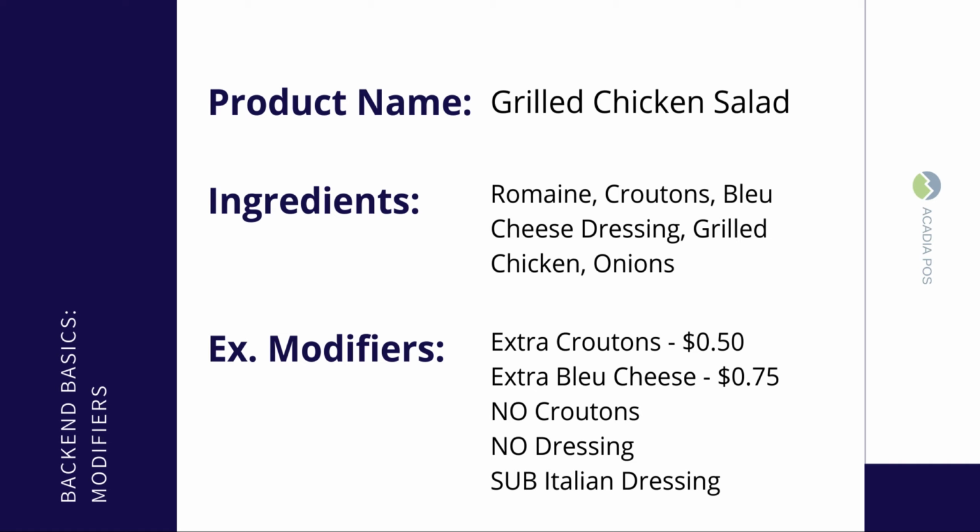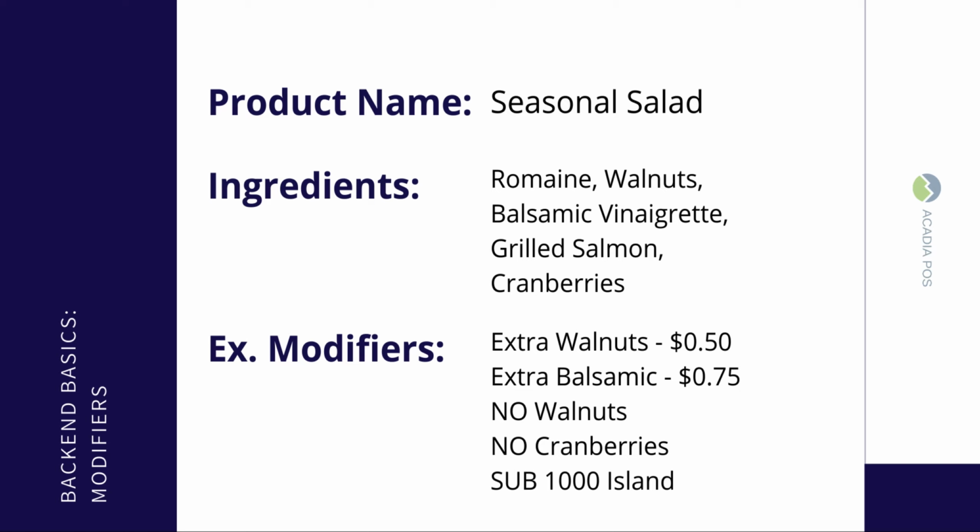Another product that might have loose modifiers would probably be another salad, right? So let's say we have a seasonal salad. The ingredients include romaine, walnuts, balsamic vinaigrette, grilled salmon, and cranberries. Examples of loose modifiers that you'd apply to that particular salad are extra walnuts, extra balsamic, no walnuts, no cranberries, and sub 1000 Island dressing.